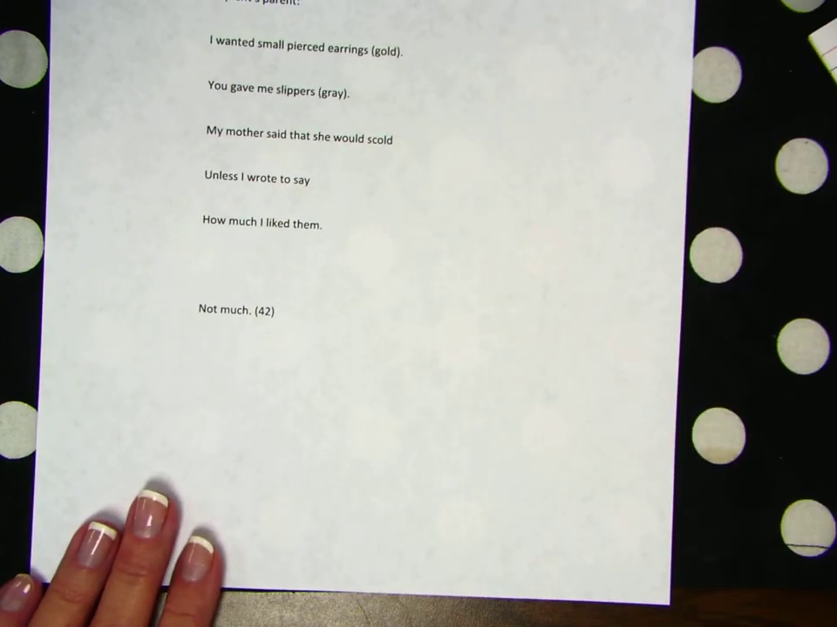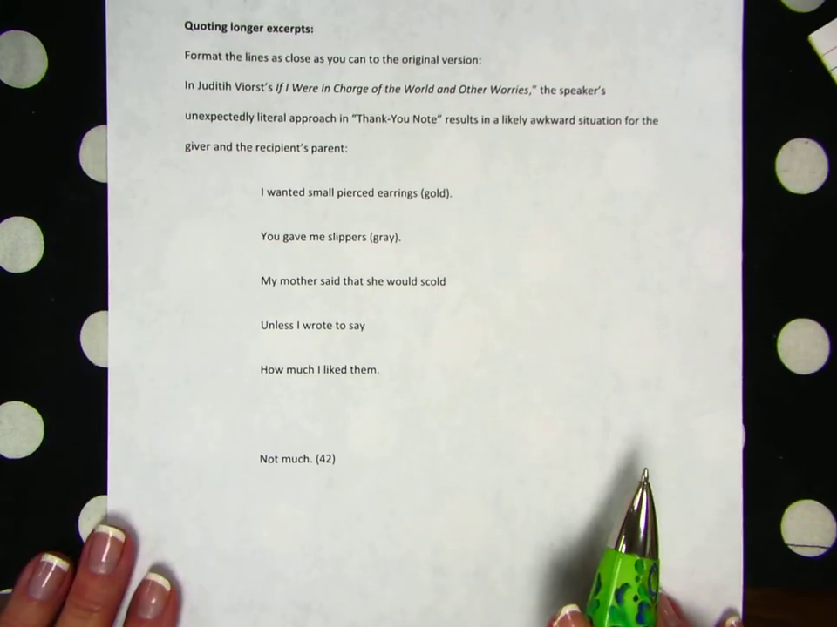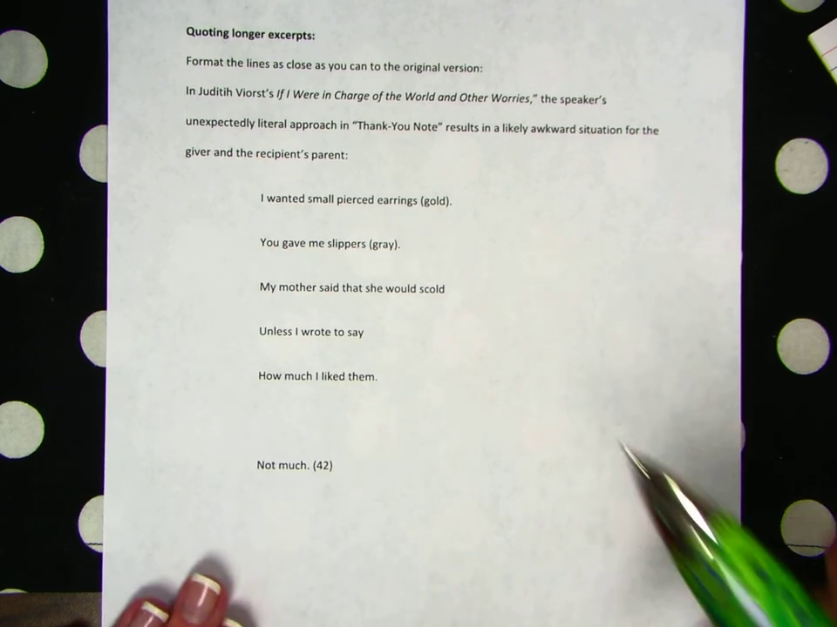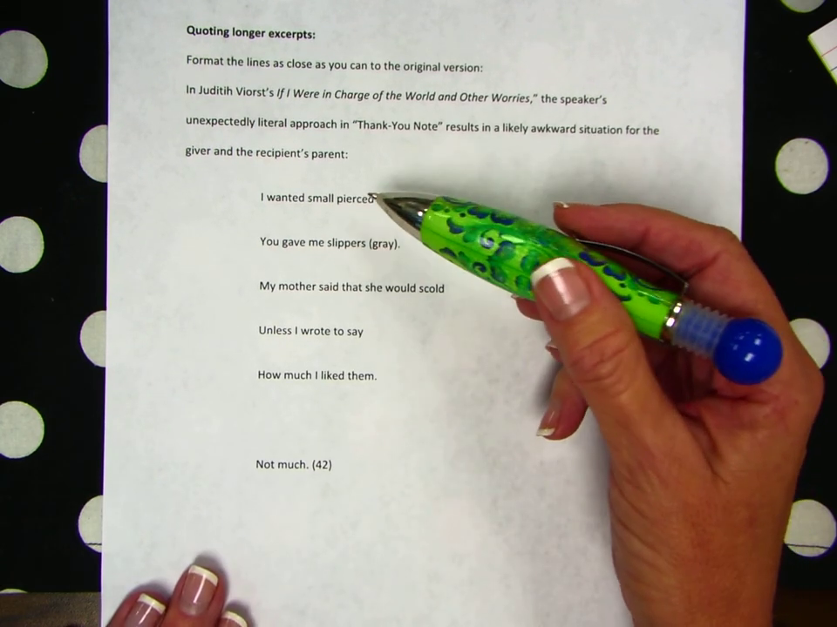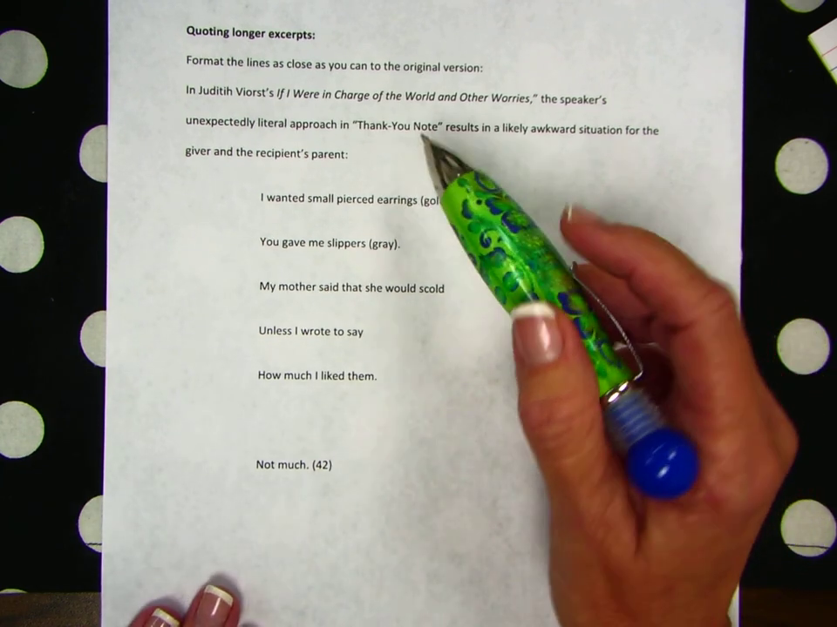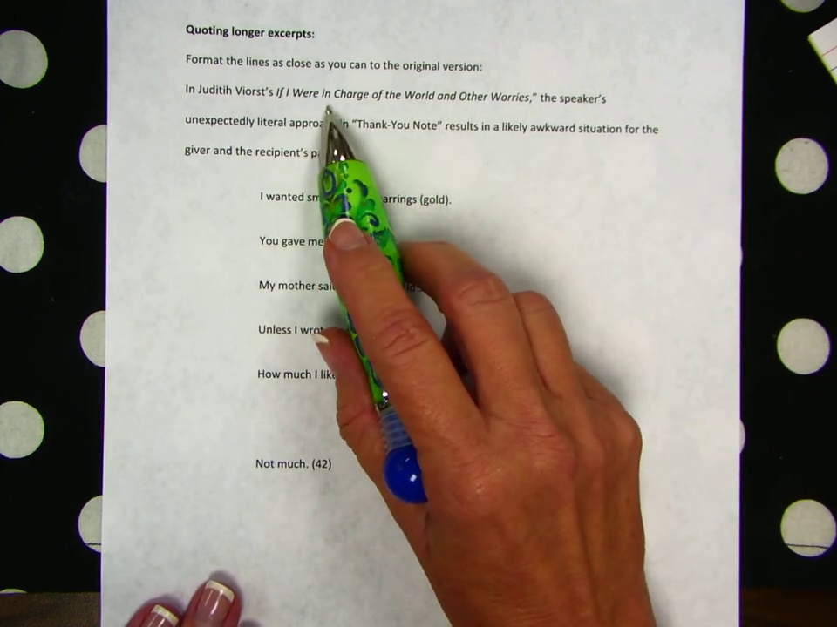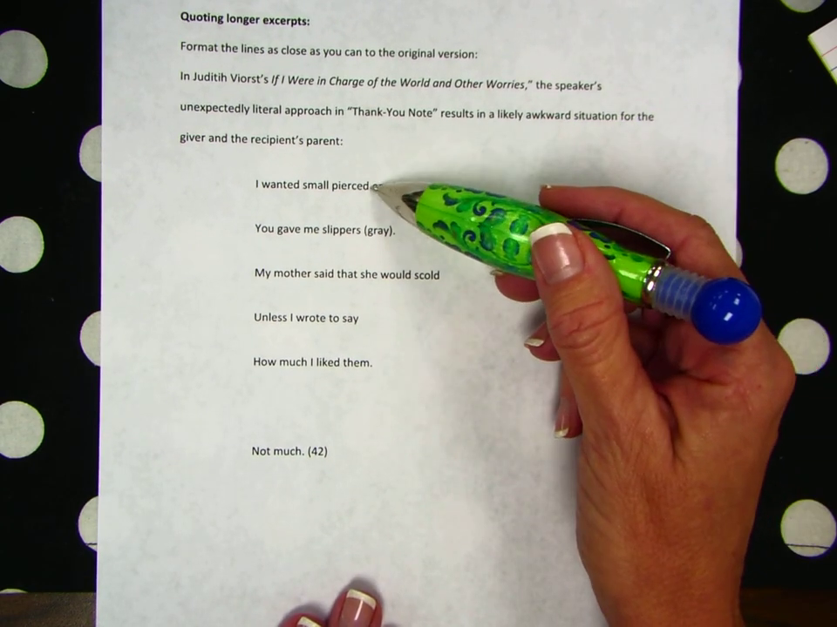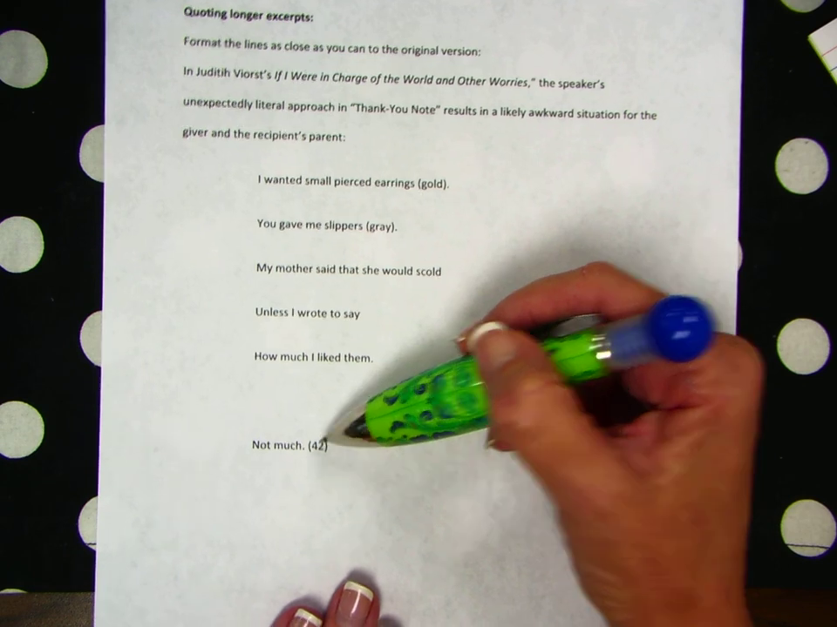If you're quoting something longer, 4 lines or more of poetry, then you try to keep it as close to the original format. I chose a poem from Judith Viorst's If I Were in Charge of the World and Other Worries. So this is 1, 2, 3, 4, 5, 6 lines of poetry.